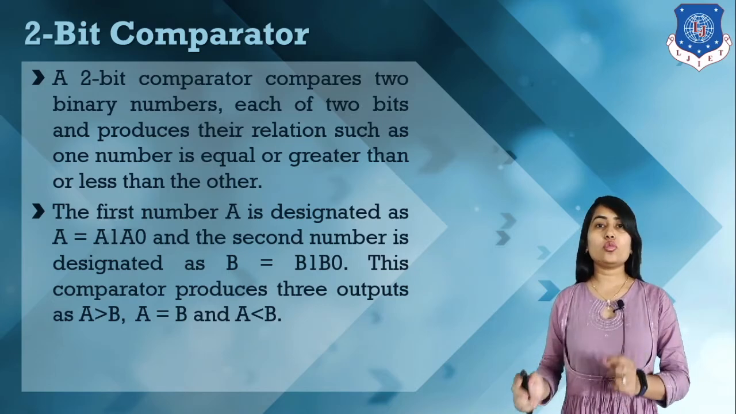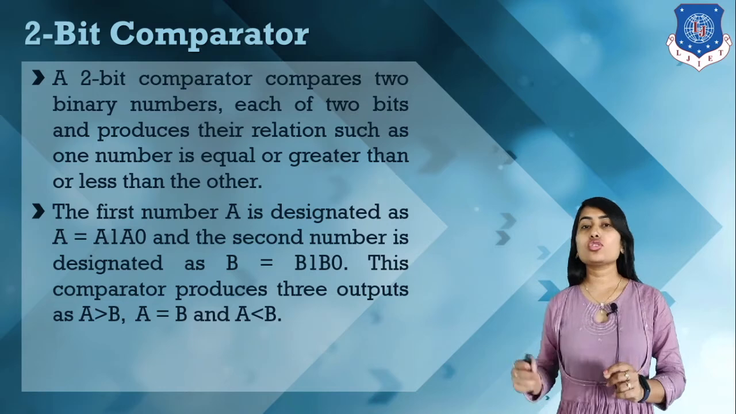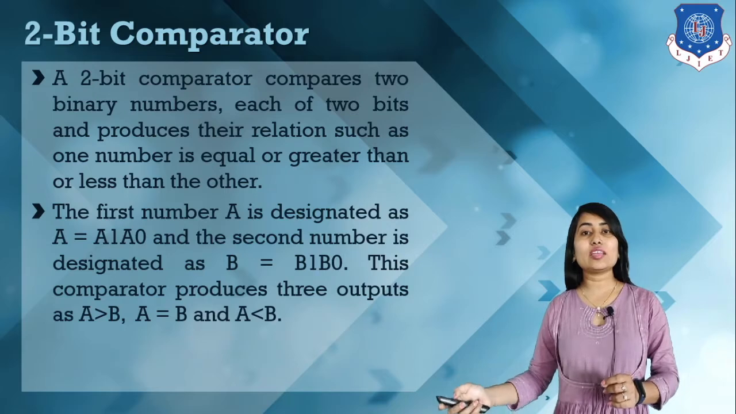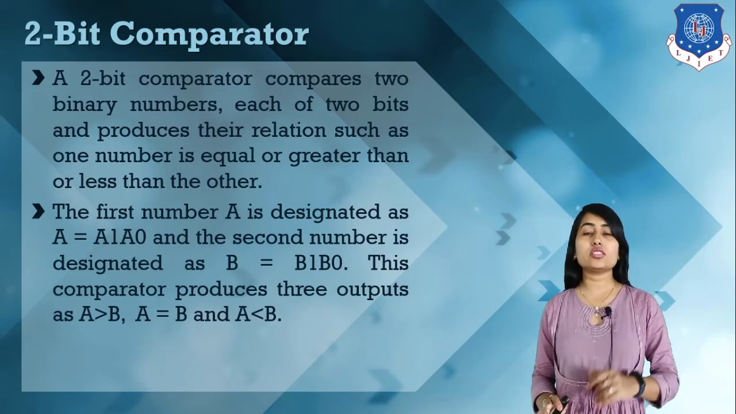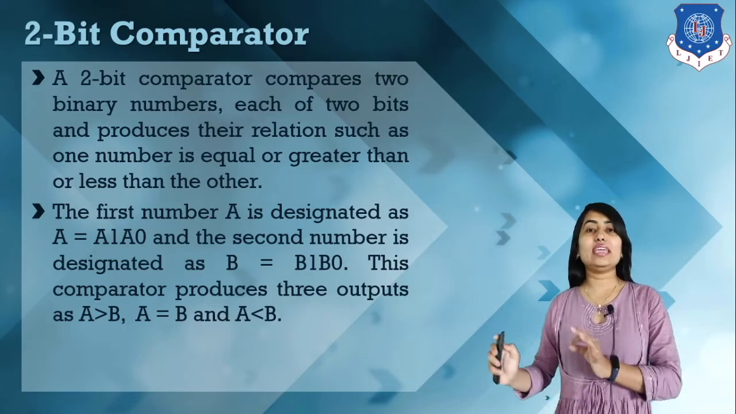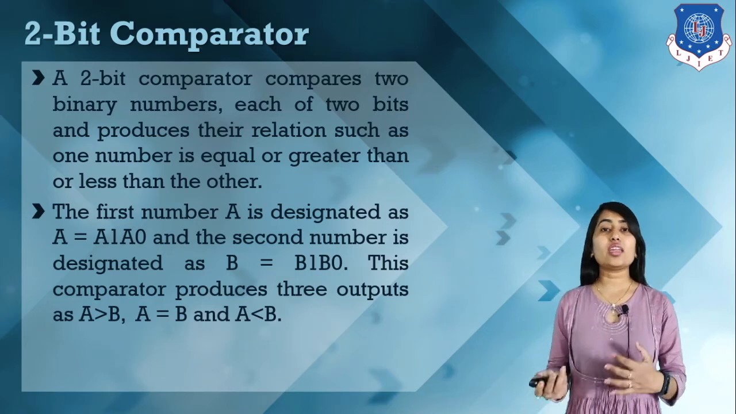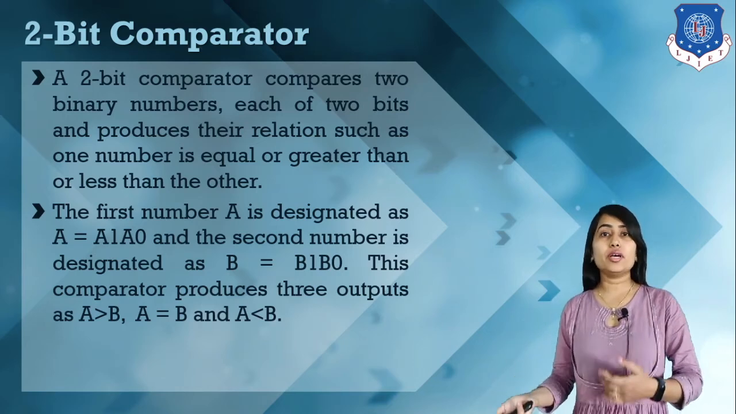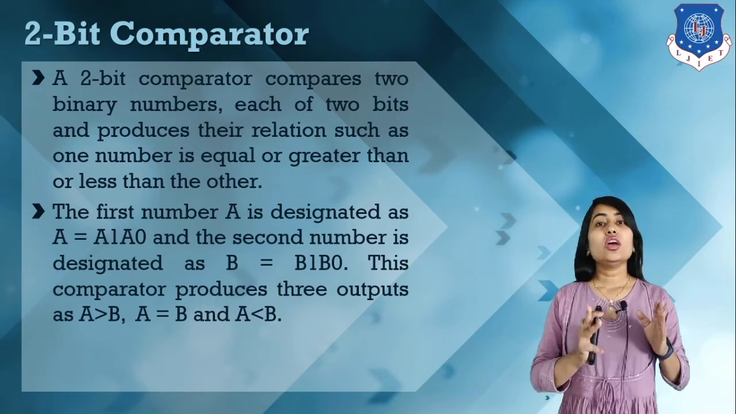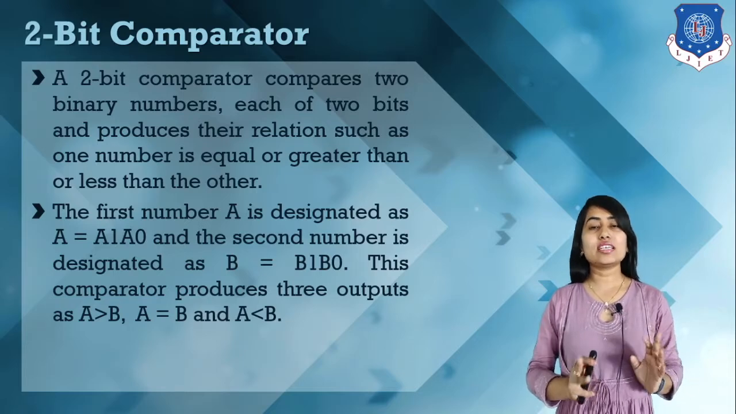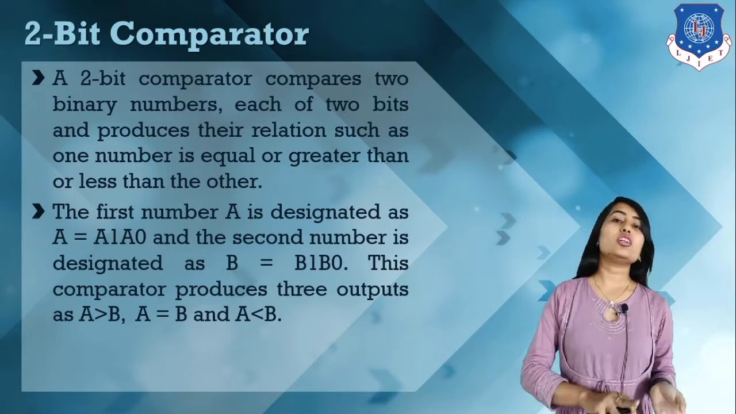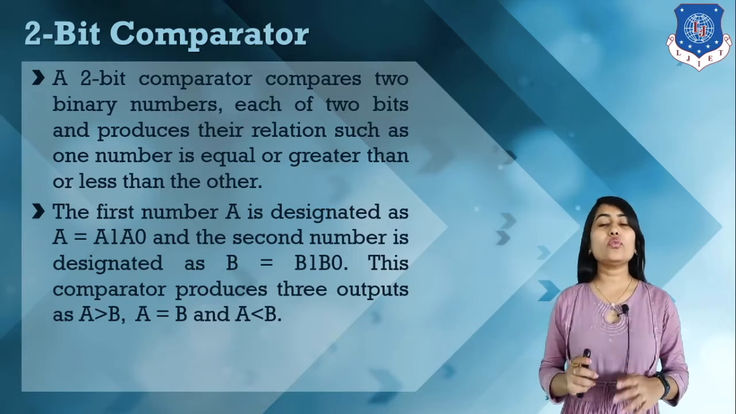So check A0 and B0. If A0 is less than B0, we can write A less than B. If A0 is greater than B0, we can write A greater than B. And if A0 is equal to B0, that means A1 equals B1 and A0 equals B0, so it deduces that A equals B. This is how we can compare 2-bit binary numbers by first comparing the MSB. If we get greater than or less than from the MSB, we can write it for the whole number, but if the MSBs are equal, we go to the next bit.